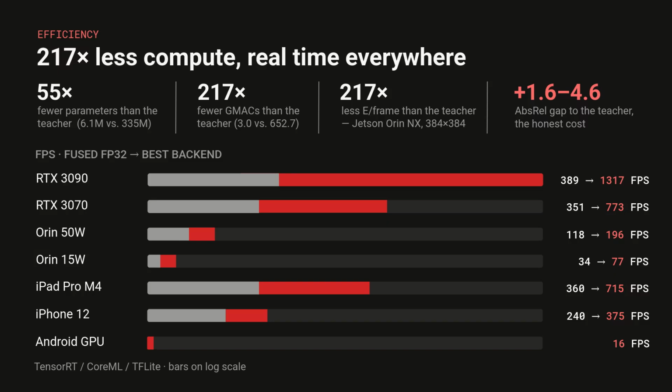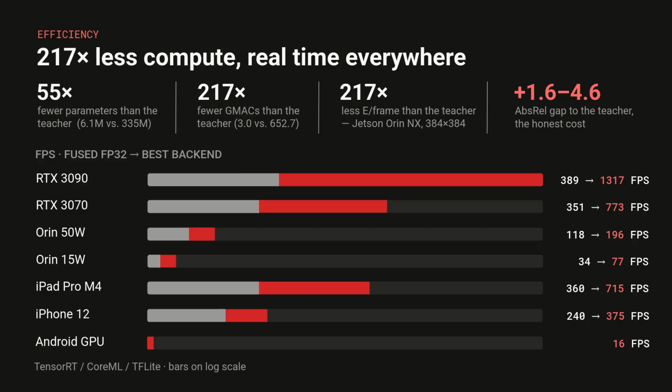And this leads to our main result. Under the same setting, ZipDepth is 55 times smaller and 270 times cheaper to run than the teacher model, while achieving competitive accuracy. But efficiency is not only about the number of parameters. ZipDepth uses standard and deployment-friendly operations, so the model can be easily exported to different hardware without graph surgery. This means we can move from one platform to another without having to change or manually modify the network.